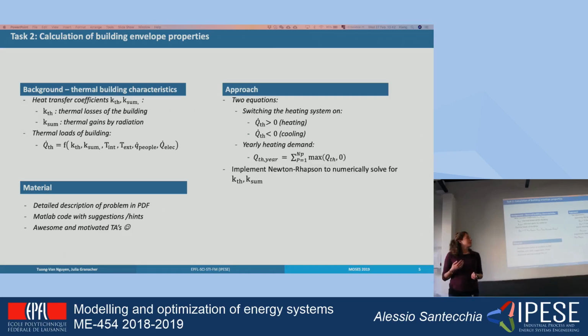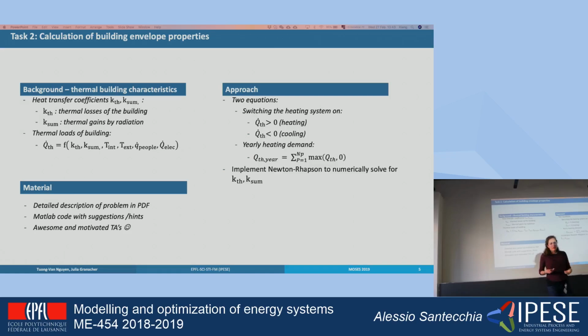And then the approach on how to do that is basically that you will have 2 equations, because you have 2 variables, right? You have 2 Ks, so you need 2 equations to solve it. The first equation is defined by the state that you have heating demand, so you switch on the heating of the building, meaning that K thermal, as you can see here, is either bigger than 0 or smaller than 0, heating or cooling. And the second equation is defined by calculating the yearly heating demand, which is defined as the sum over the max function of the Q thermal, which is the hourly demand, and 0. Meaning that we only consider Q thermal when it's actually bigger than 0. That means that we don't consider cooling, so we only consider heating demands.